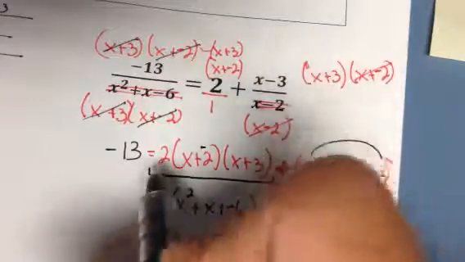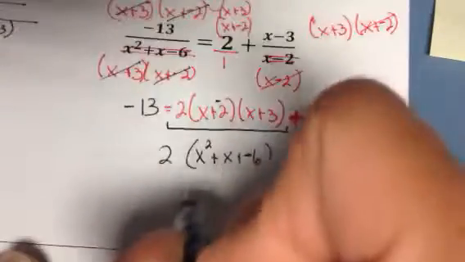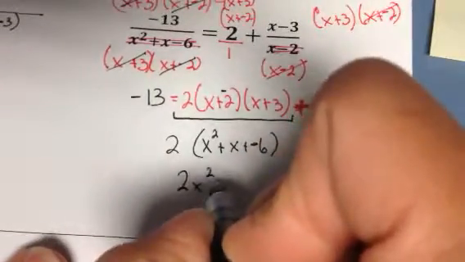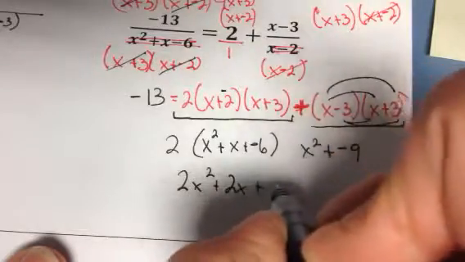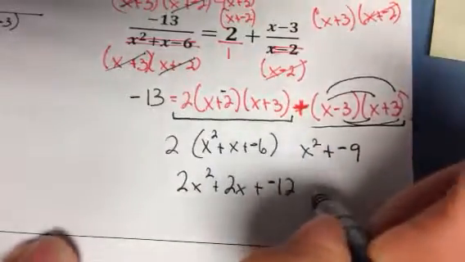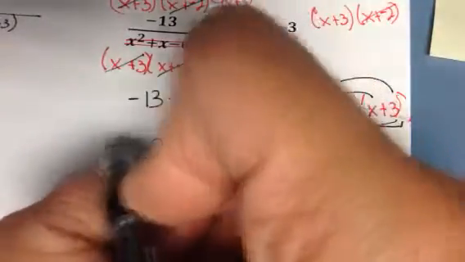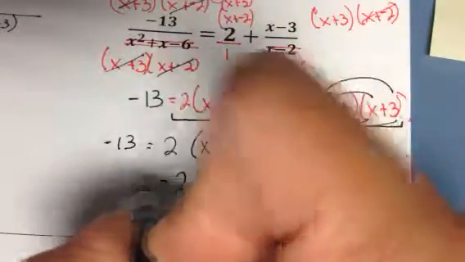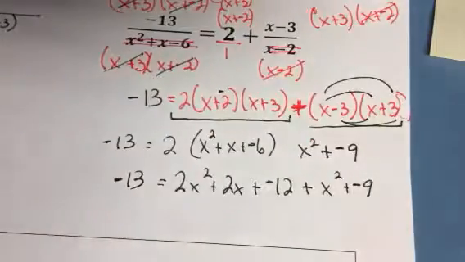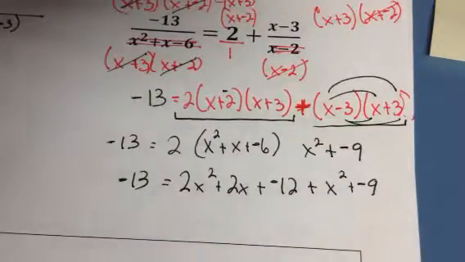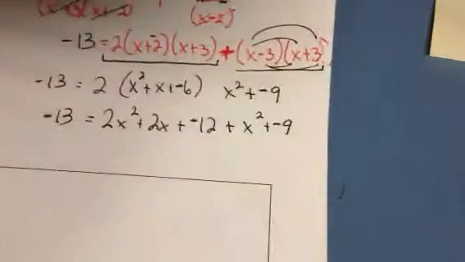And then that still is going to multiply with the 2, so when I'm done, I get 2x squared, 2x, here's negative 12, and then in this other one I got x squared plus negative 9, and then this negative 13's just been on the left side. Definitely have more than one type of x. This is not an easy problem because we will have to factor.